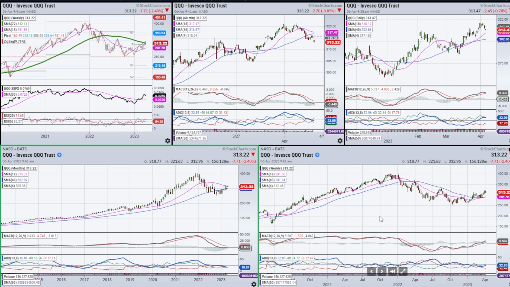So when we look at this QQQ pattern, you know, I mean, the signs of improvement are pretty clear, right?